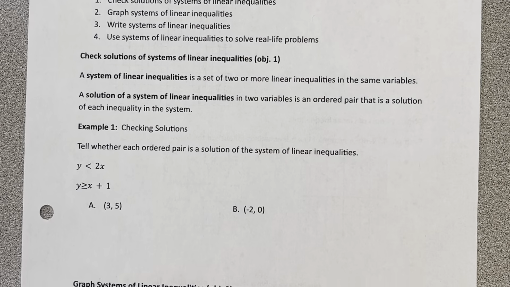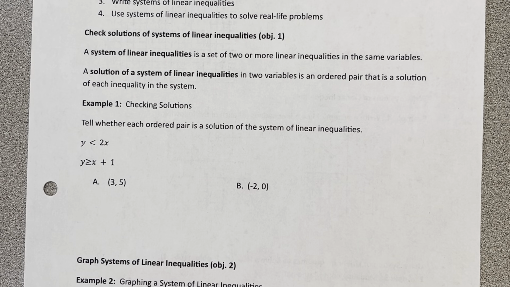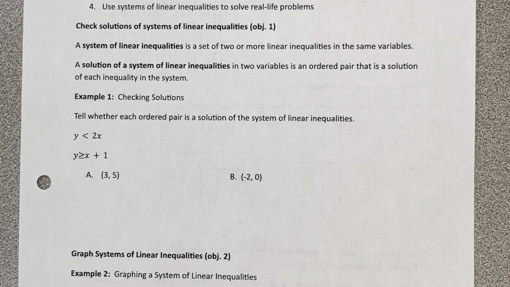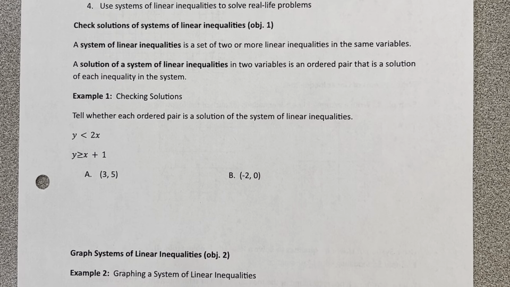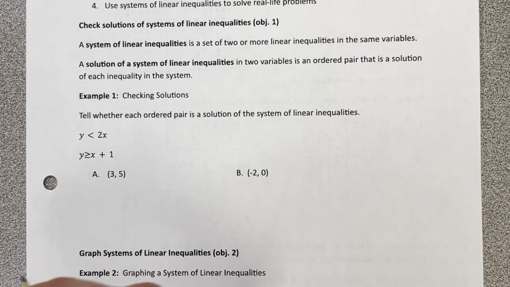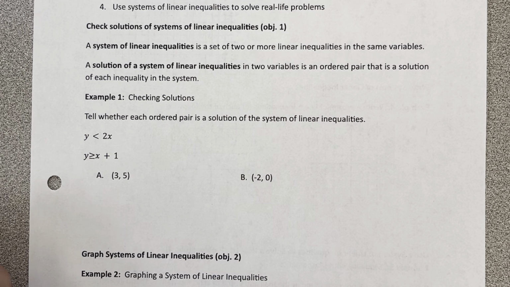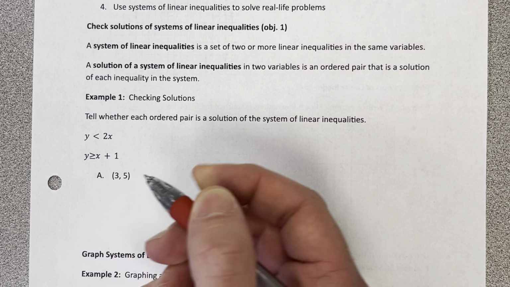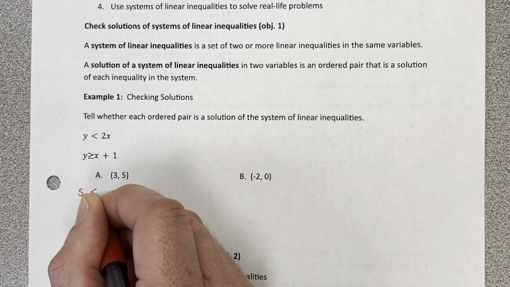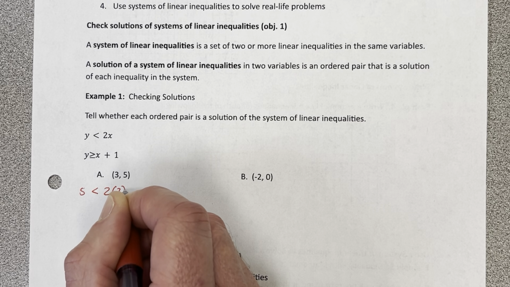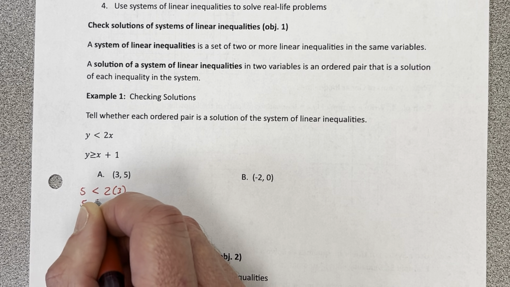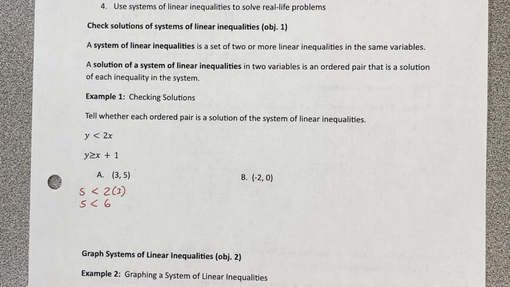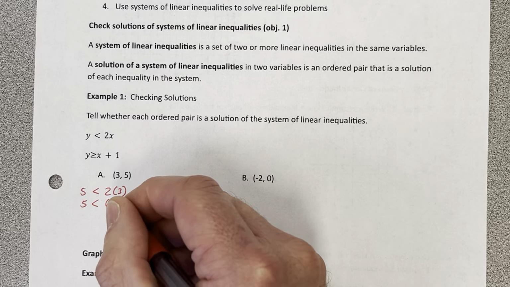What we're going to do is check first here, tell whether each ordered pair is a solution of the system. So to check, we'll do like we've been doing the previous days. You're going to carefully put 5 in for y and 3 in for x. And you'll simplify it, and you'll ask yourself, well, is that true or not? Is 5 less than 6? Yeah, it's true. So that one worked out.